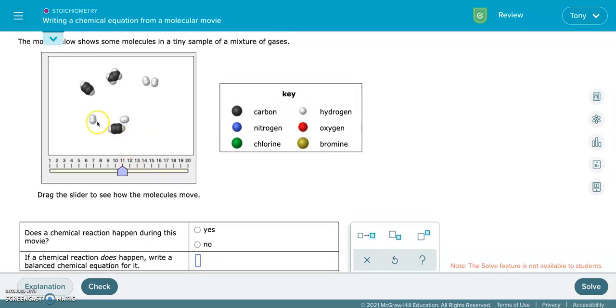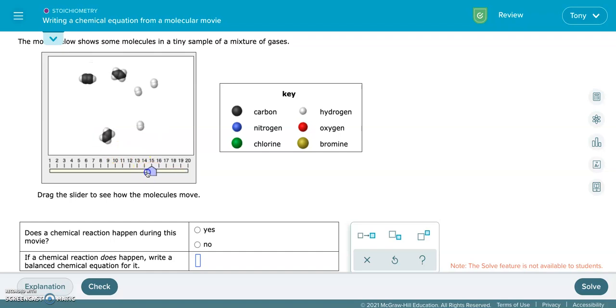Looking at the key, we've got an H2 molecule here, and then we've got a C2H2 molecule here. Watch these two as we collide. So here they're coming close. They collide right there, and we form a new molecule, C2H4, right? So we form this new molecule here. That tells us right away a chemical reaction has occurred.